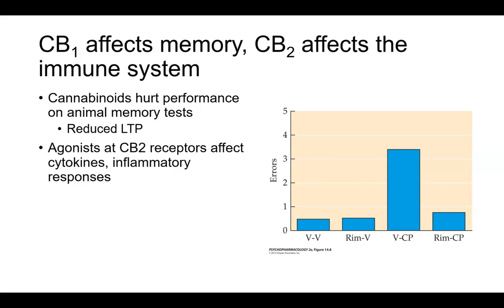So a couple of other things that researchers have found is that CB1 seems to play a role with memory, and CB2 seems to affect the immune system. Researchers have found that cannabinoids do actually hurt performance on animal memory tests. So what you're looking at is data from a radial arm maze. And I recognize that only 2 of you have actually had biopsych with me last semester, so you may not know what the radial arm maze is.